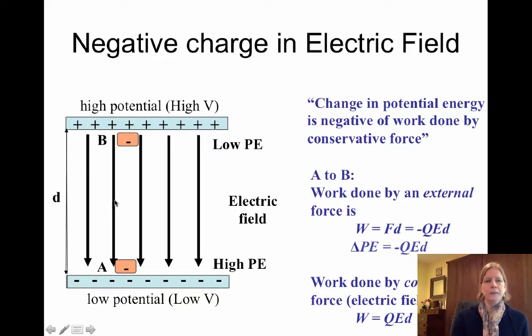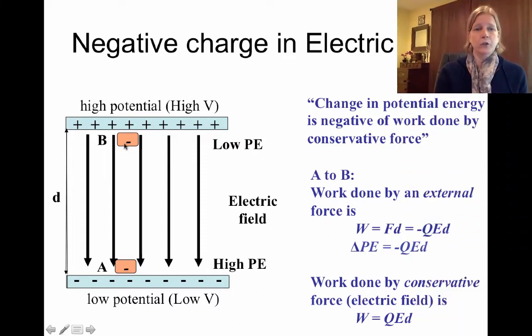So everything's the same here as it was before, except now we have a negative charge that we're moving from A to B. So we still have a positive and negatively charged plate. A positively charged plate still has relatively high potential, high voltage. A negatively charged plate is still relatively low potential, low voltage, and the electric field goes from positive to negative. That's all the same. So what happens if we try to move a negative charge towards the positive plate?